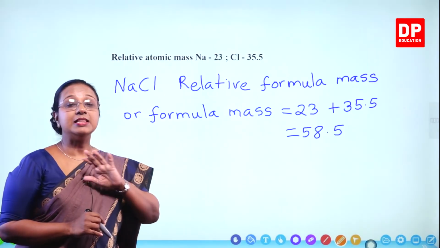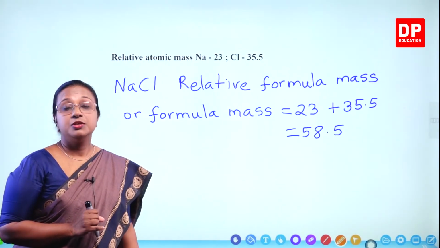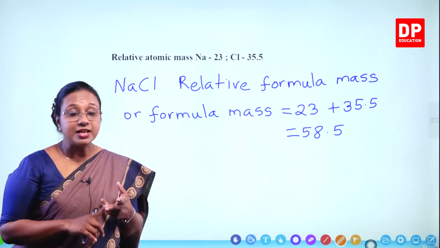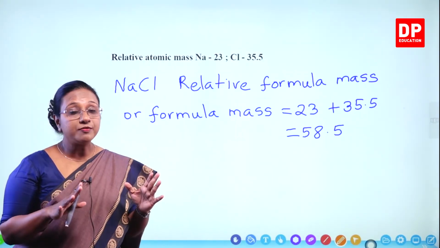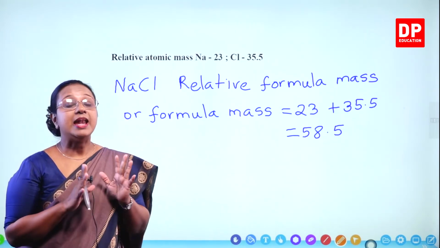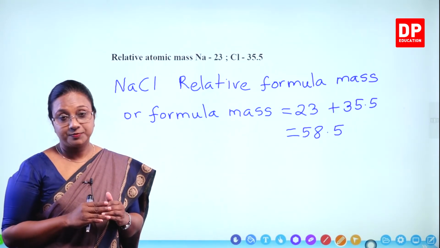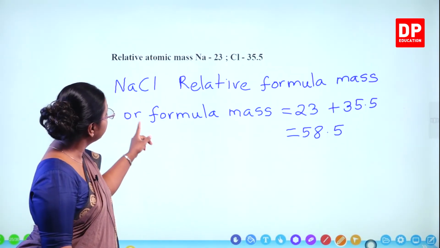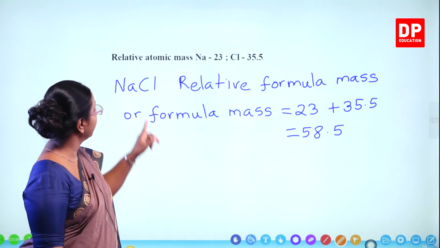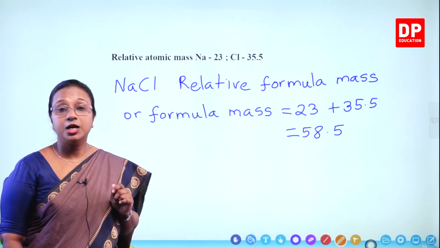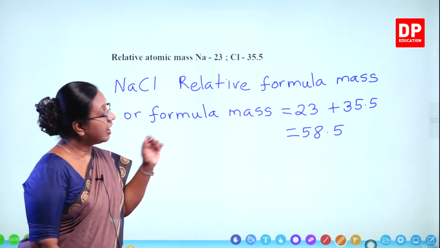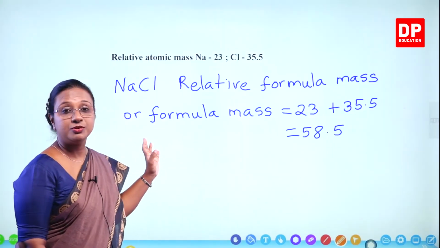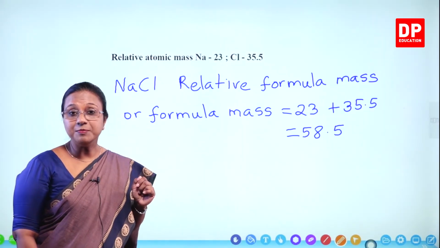So here again, there is no unit. Relative atomic mass, relative molecular mass, and relative formula mass, all of them are relative terms and they don't have a unit. So here also it's 58.5. That is the formula mass or relative formula mass of sodium chloride. I'm sure you can understand this as well. There's no confusion, no? So now we will do some examples.